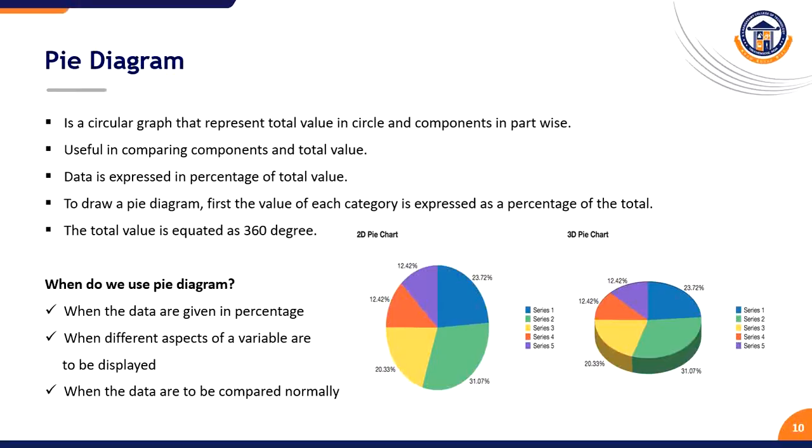How to construct the pie diagram? Step 1: convert the given values into percentage form and multiply by 3.6 degrees to get the amount of angle for each item.